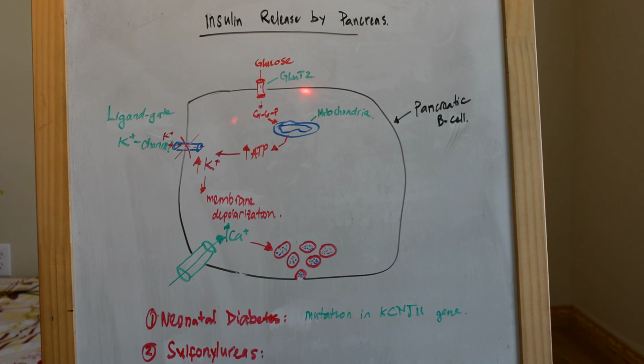One is GLUT2, which is glucose transporter 2. The second one is the ligand-gated potassium channels. GLUT2 normally transports glucose from the bloodstream into the beta cells, and the ligand-gated potassium channels will transport the potassium from inside the cells to outside the cells. And the third one is the voltage-gated calcium channels, and this will pump calcium from outside the cells into the cells.